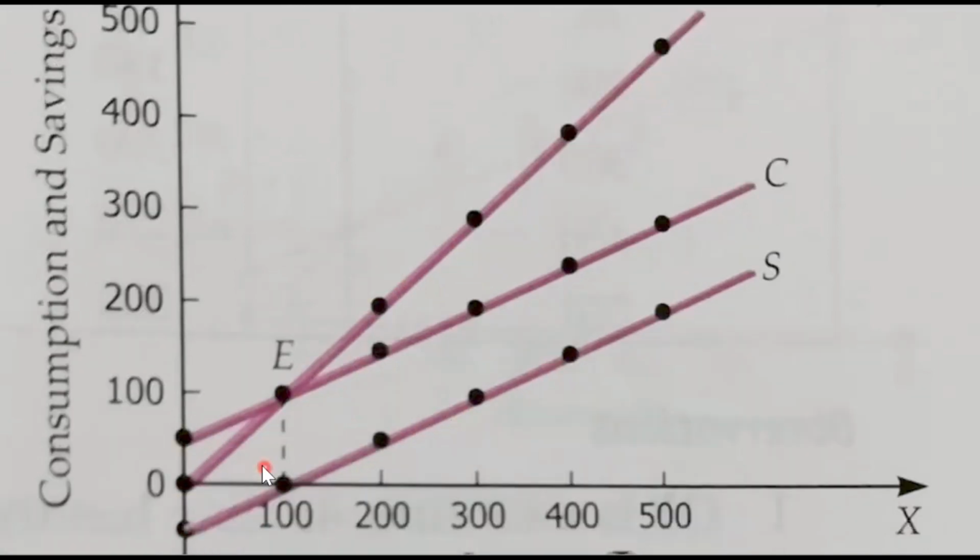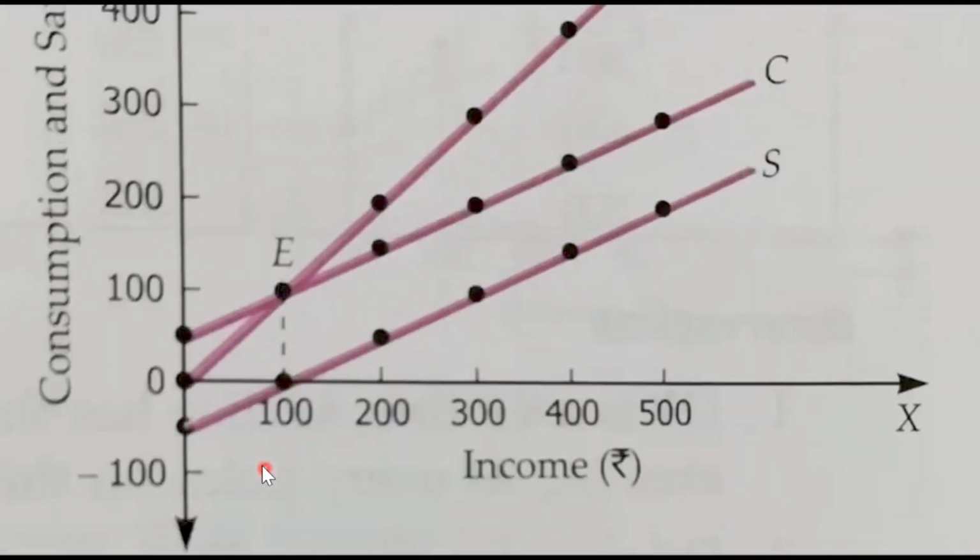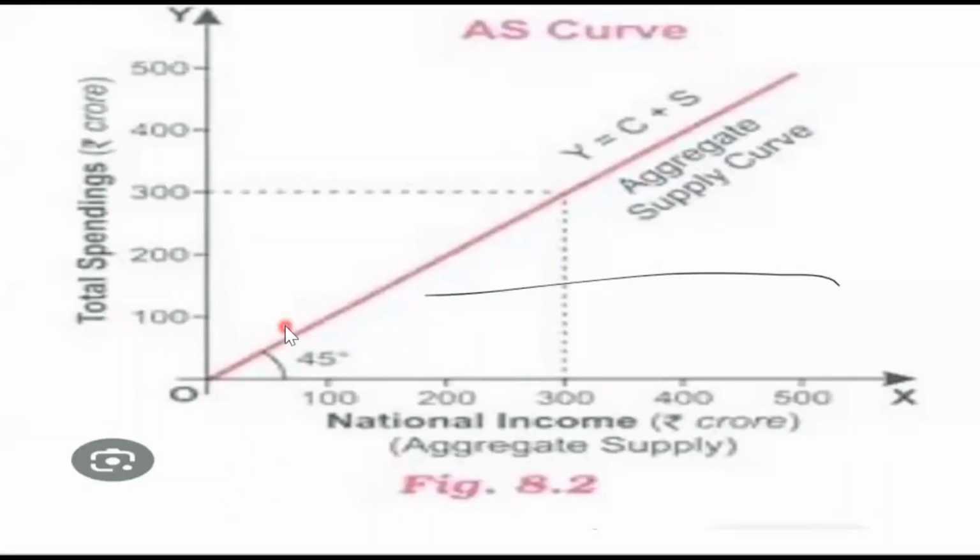Okay, so now let us see the next diagram of aggregate supply, which shows which type of relationship there is between the national income and aggregate supply. Positive. How can we say that there is a positive relationship? By seeing this graph. This graph starts from the origin, forming a 45-degree angle. That means when income is increasing, aggregate supply is also increasing.